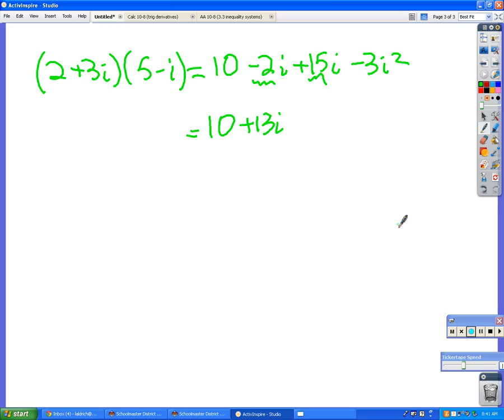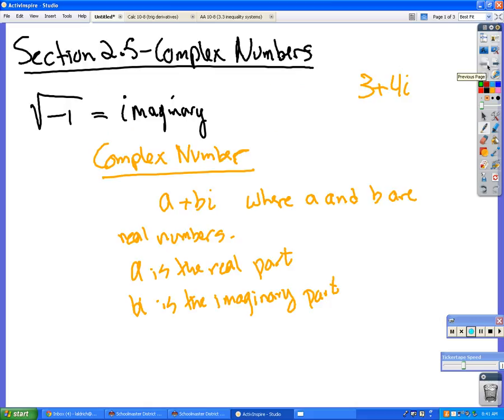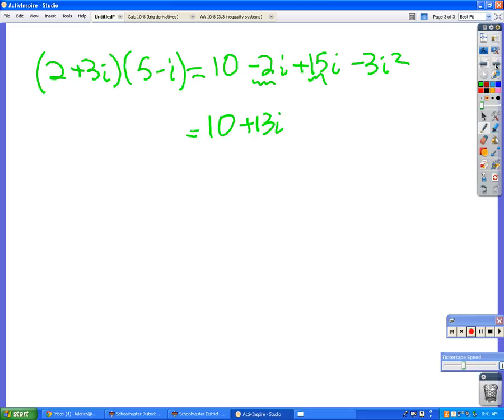If we go back to the very beginning and say that square root of negative 1 is equal to i, when you take i and square it, what do you get? Negative 1. Good, because when you square it, you get rid of the square root. So this is an important thing for you to remember, know, and understand. i squared equals negative 1. So anytime you see an i squared, you can change it into a negative 1.